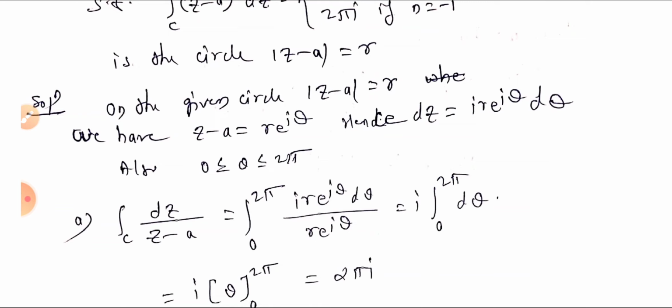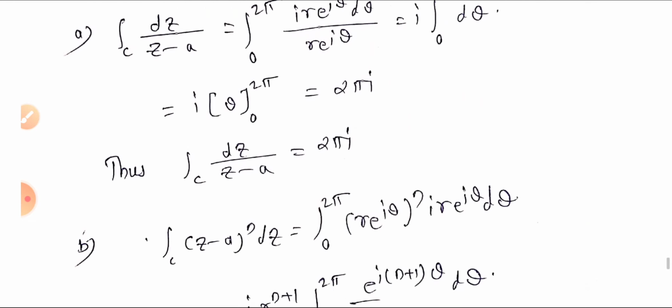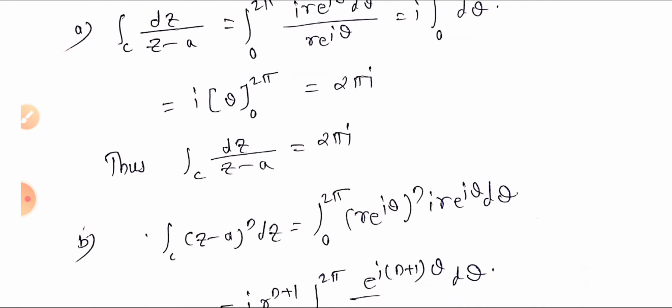So now first one is integral over C of dz by z minus a, that should be 0 to 2 pi, dz is here i R e raised to i theta d theta, upon z minus a comes, that is R e raised to i theta. So i comes outside, R e raised to i theta get cancelled, 0 to 2 pi d theta, so that comes 2 pi i, and this is hence the solution. The integral over C of dz by z minus a equal to 2 pi i.